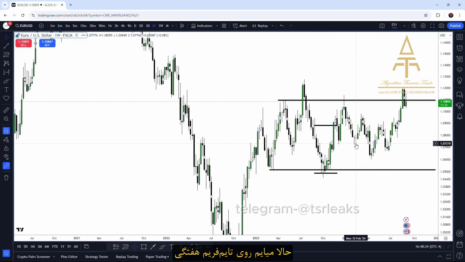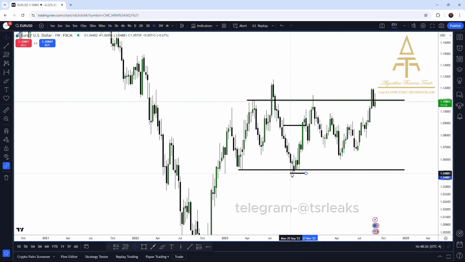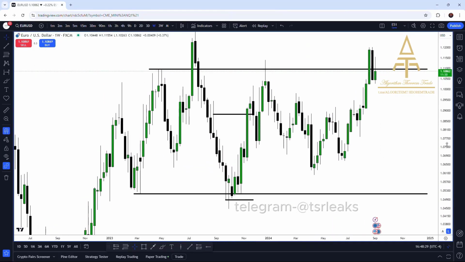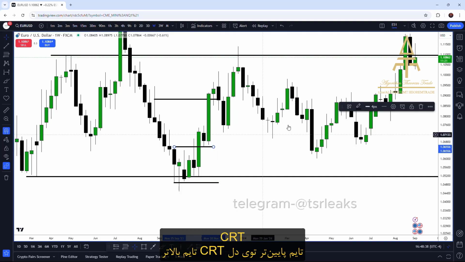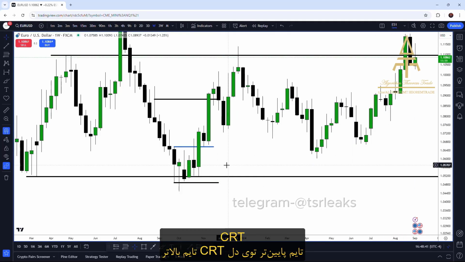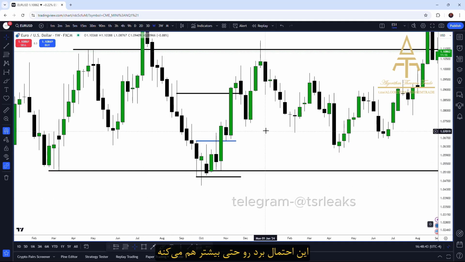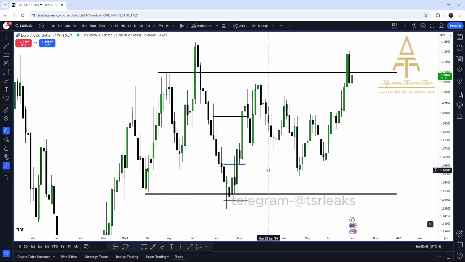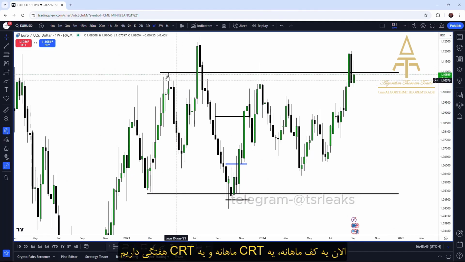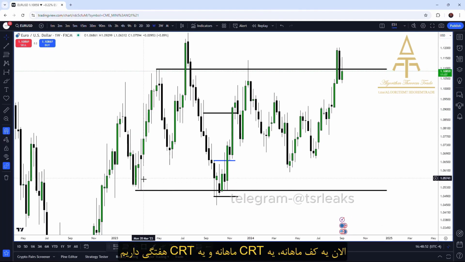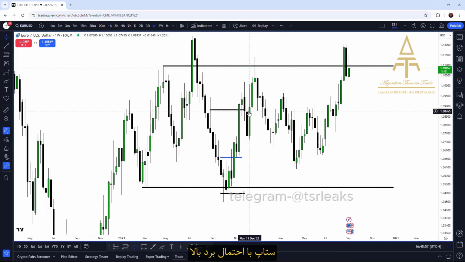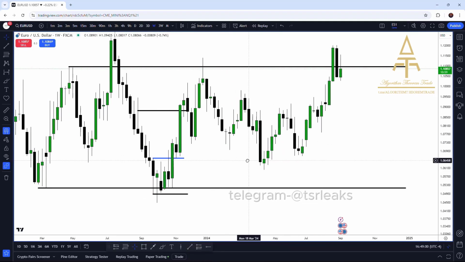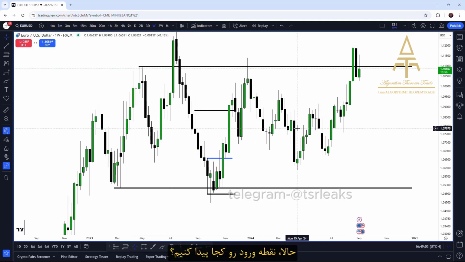Dropping down to a weekly time frame. You can clearly see a weekly CRT within that monthly CRT. Lower time frame CRT within a higher time frame CRT. This becomes even more high probability. All right. We have a monthly low, a monthly CRT, and a weekly CRT. High probability setup. Now, where do you find your entry?